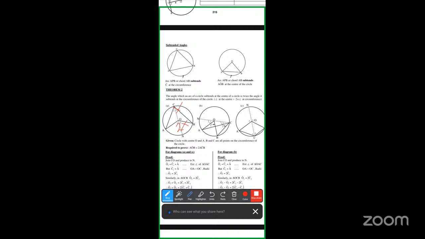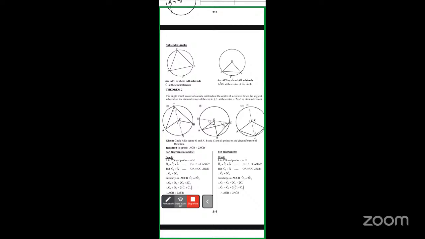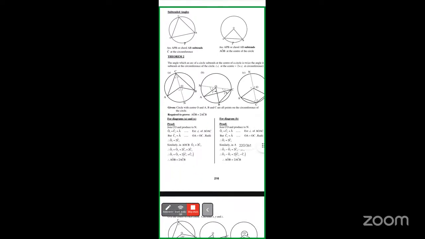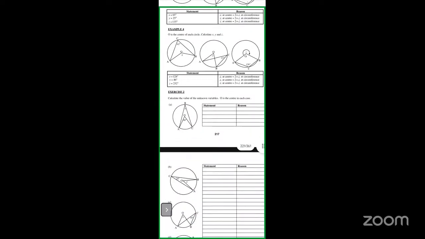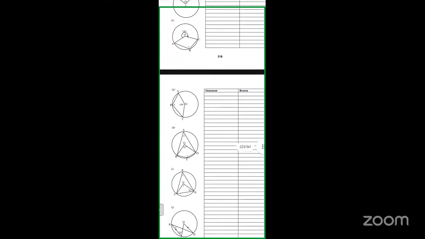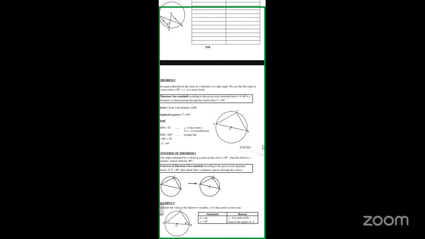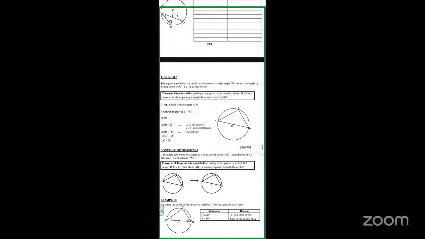That's a statement. You have to put the reason for that: angle at the center is 2 times angle at the circumference. The same applies with this and this. You also need to know the proof, guys. It is also assessable. Then we can go for the third theorem.